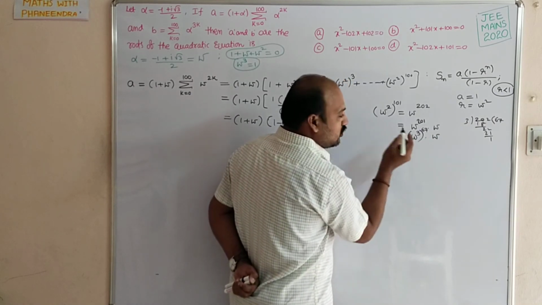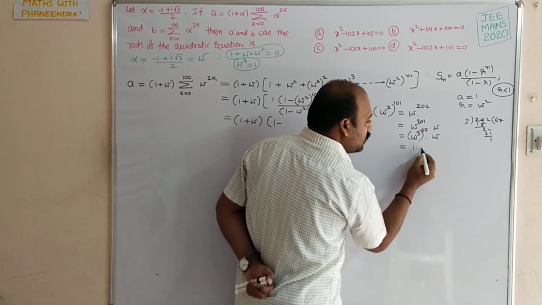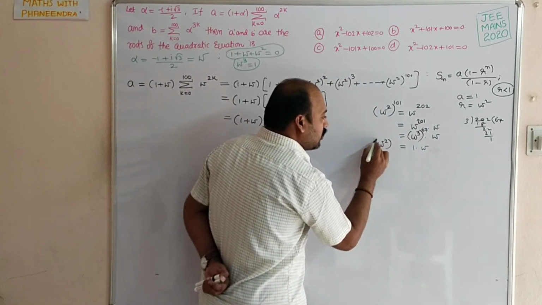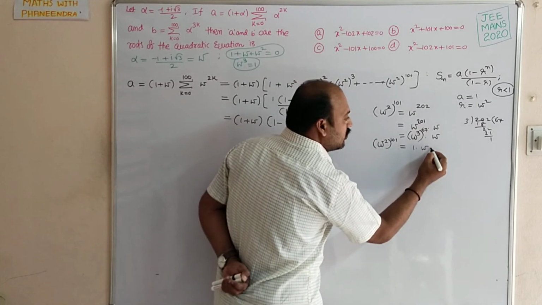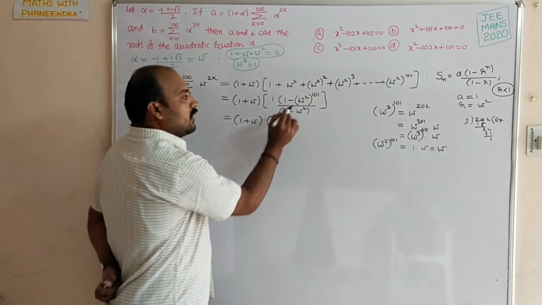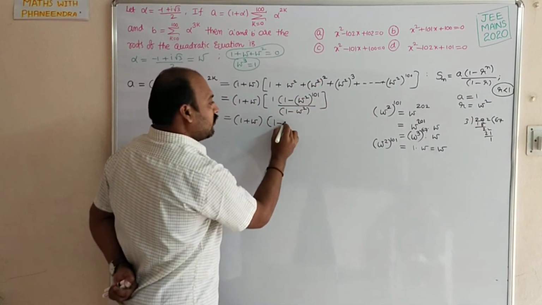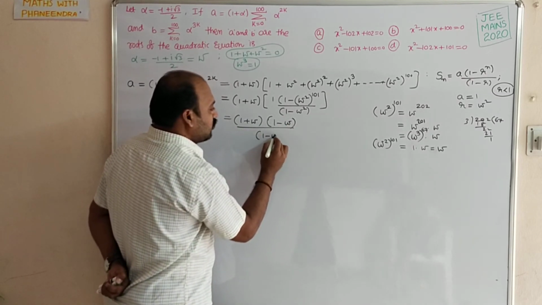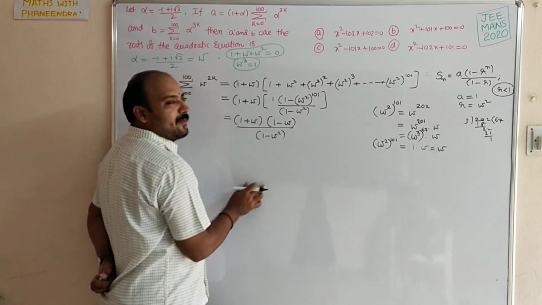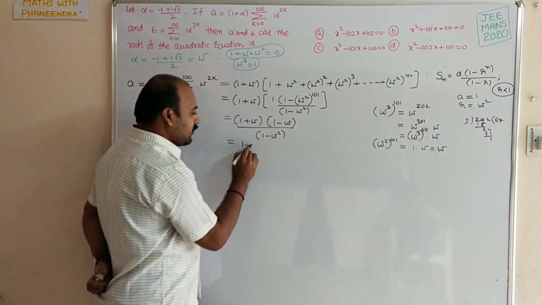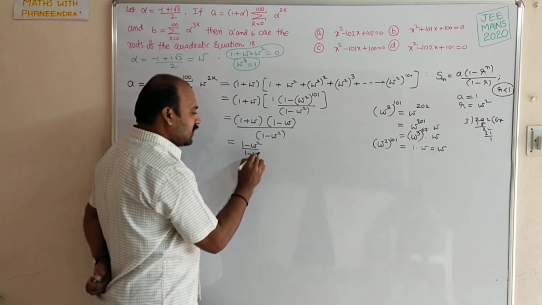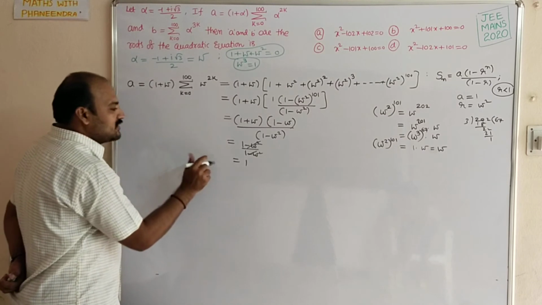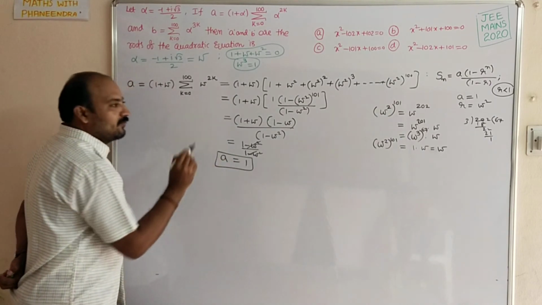Omega cube value is 1. So it will become 1 power anything is 1 only, into omega. So ultimately omega square whole power 101 is equal to omega. So in place of omega square whole power 101 we can write it as omega divided by 1 minus omega square. A plus b into a minus b, a square minus b square only, no. So 1 minus omega square by 1 minus omega square, these two will be cancelled. This value is equal to 1. So A value is equal to 1. A value we got it.